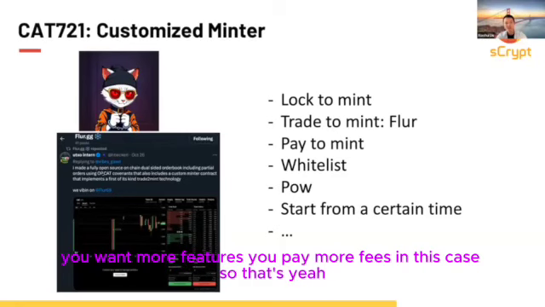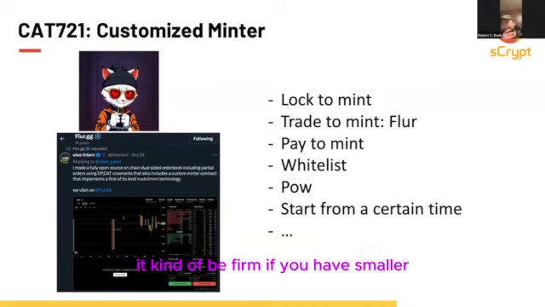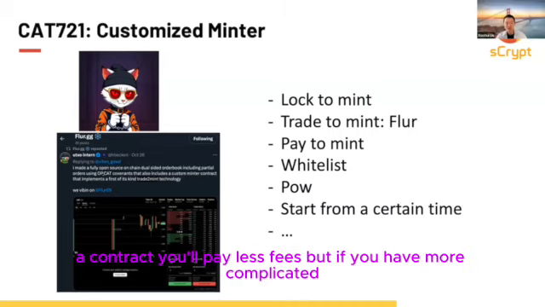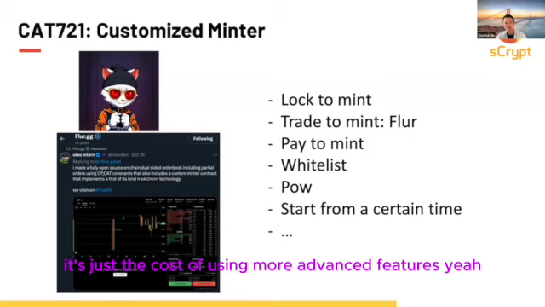I wouldn't say the downside is the cost, you have to pay for more programmability. It's kind of like Ethereum. If you have a smaller contract, you pay less fees. But if you have a more complicated contract, let's say some zero knowledge proof thing, then you have to pay more. It's just the cost of using more advanced features.